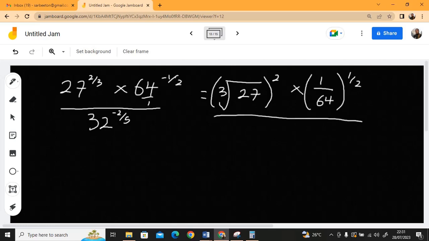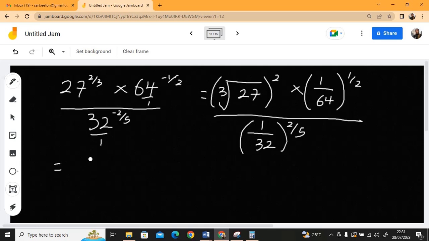Then this one also, this is minus 2, the same thing. This 32 over 1. This minus will turn everything upside down. That will be 1 over 32. Then you have 2 over 5. So you can move on there.